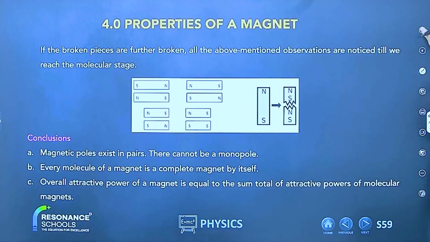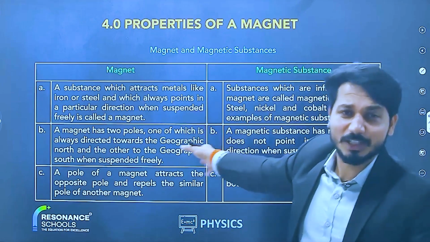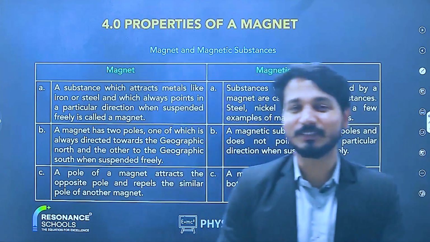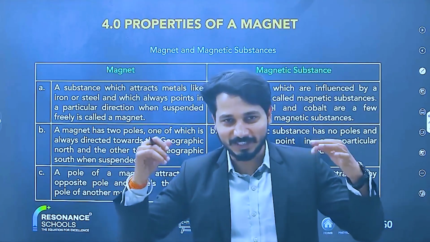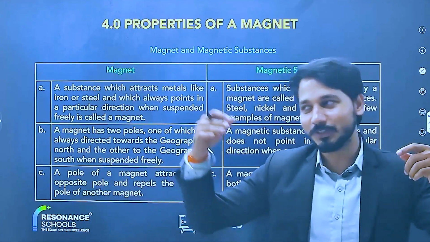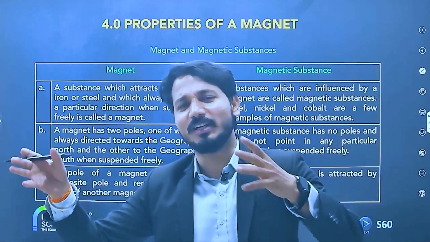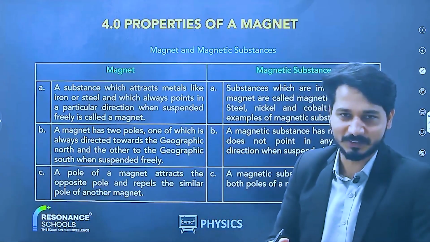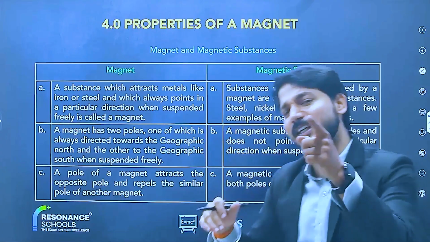Simple, right? Next, there is a difference given over here between a magnet and a magnetic substance. So we know what a magnet is. We also know what a magnetic substance is. A magnet means that which attracts metals like iron, steel, nickel, cobalt, bismuth, and which always points in a particular direction when suspended freely. And what is that direction?